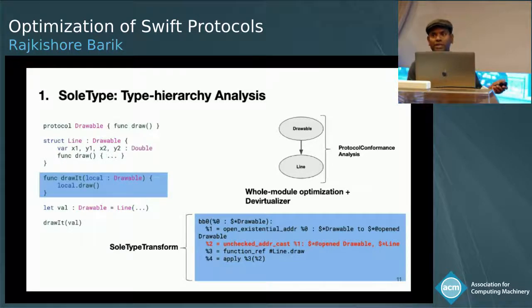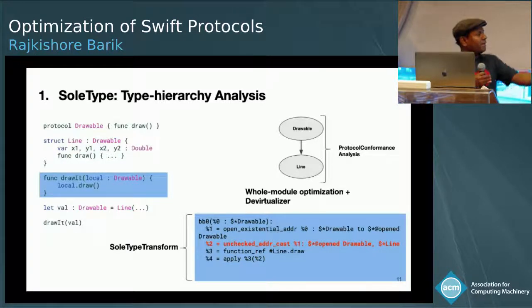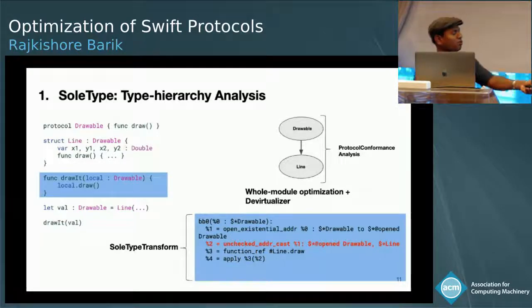And then subsequently, the devirtualizer will come in and replace the virtual method call, which was originally a witness method call, with a call to Line's draw method. Okay, this is very well known.